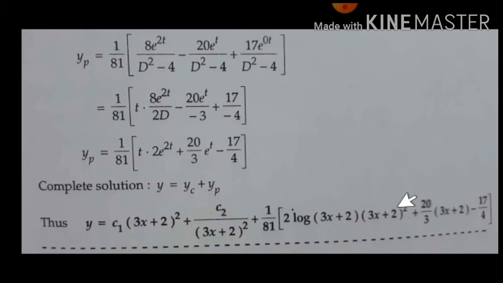Solve, practice it. I have given one more problem to solve in the assignment. Solve all these 4 problems and submit it.